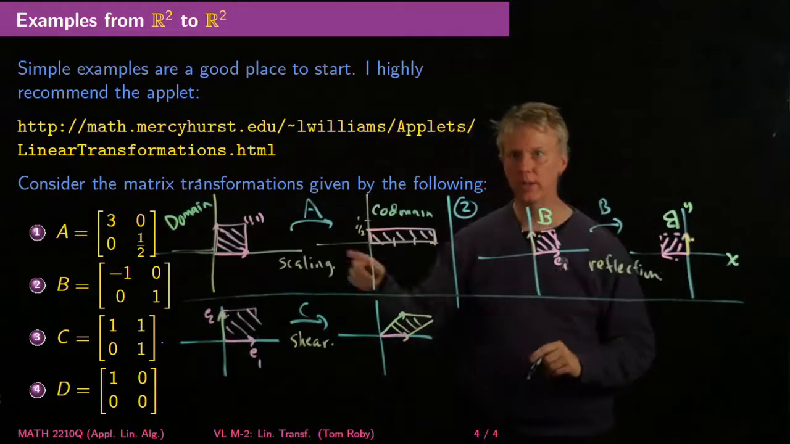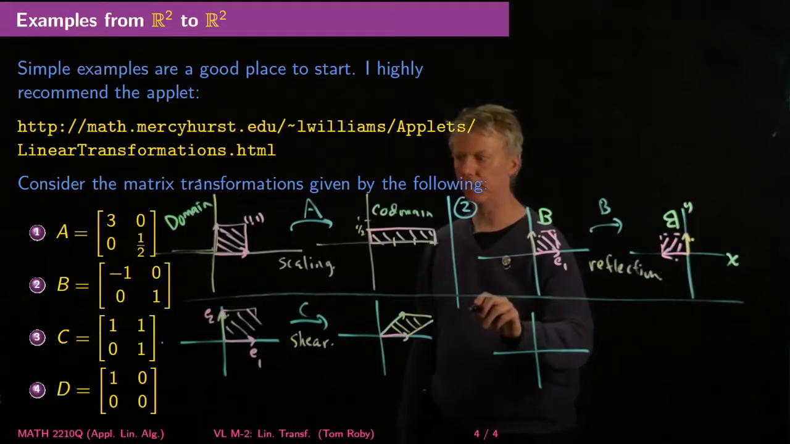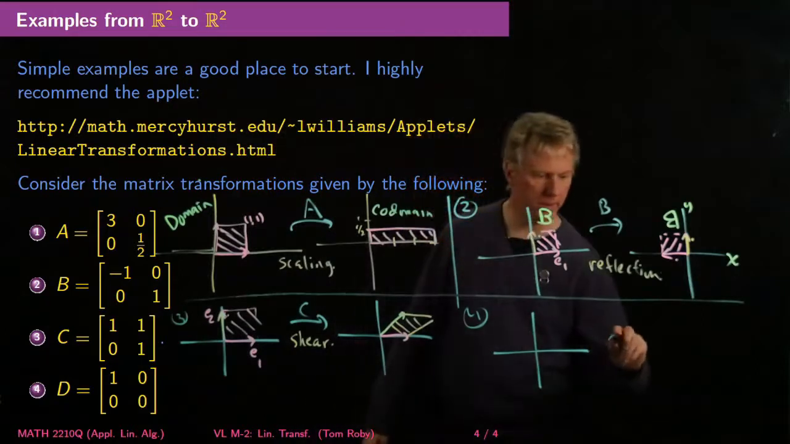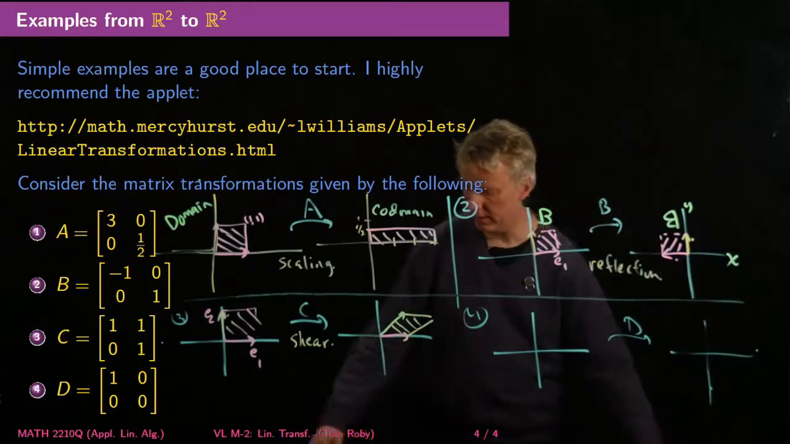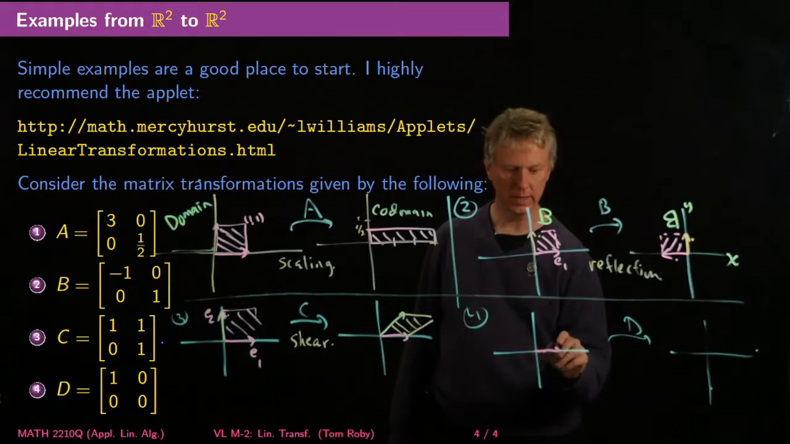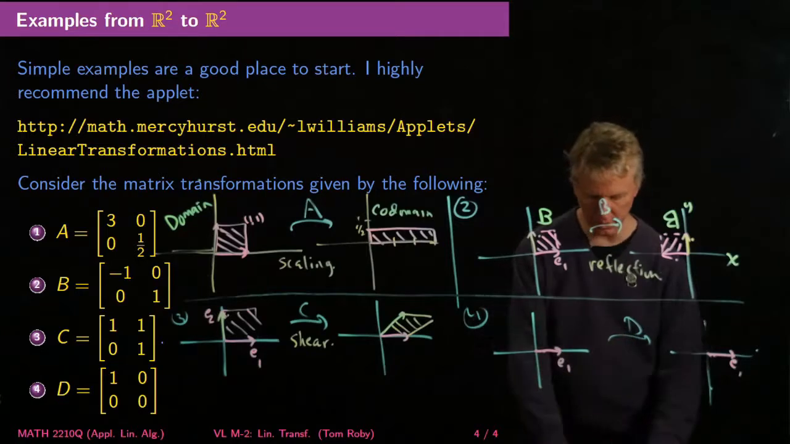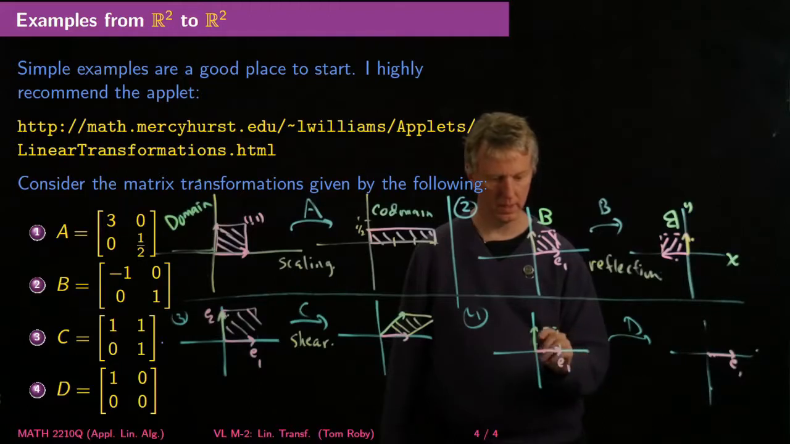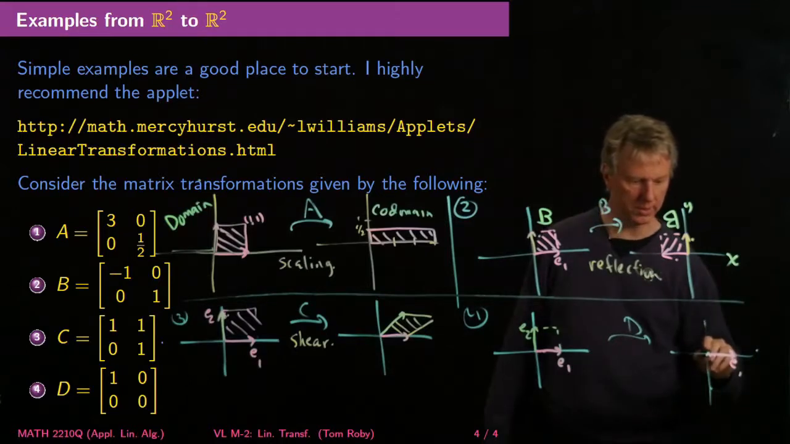Okay, last one is, what does this matrix D do? Okay, so this is 4 now. So this was 3. So I want to know what the matrix D does, which is given by that. Okay, so let's see. What happens? It says that (1, 0) gets sent to itself, right? So E1 still gets sent to E1, all right? But E2 gets sent to 0, right? That's what that second column is. So E2 just gets sent to 0.